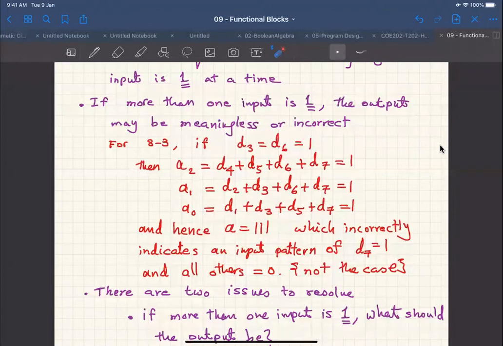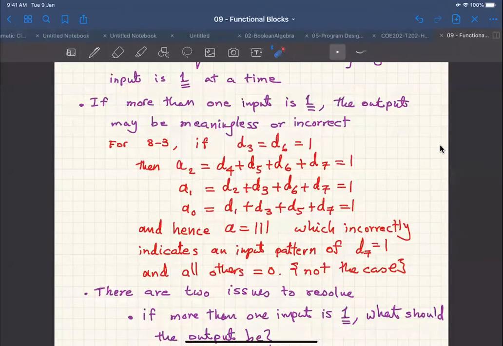So we are giving here, for example, in this scenario, we want D6 to have higher priority, okay? D6 to have higher priority, and in this case, my output should be 110, okay? And if all the inputs are 0, then we say that the input is not valid. This is the job of the priority encoder. It gives the priorities to inputs so that we don't get a wrong output, or misleading output, okay.